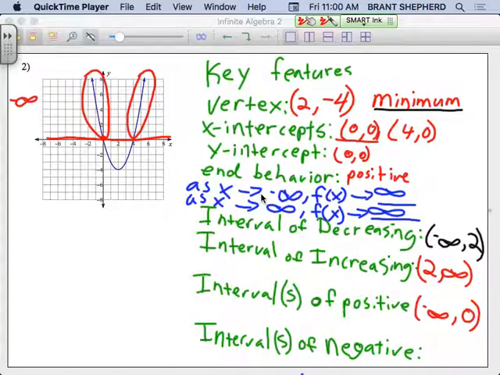Ignore the fact that it looks like Mr. Krabs right now. We have one more interval of positive. All right? We see that it dips below the x-axis right here. And then it jumps back up above the x-axis right there at our other x-intercept of 4, 0. So it starts being positive again at 4. And again, as far as we can tell from this graph, it's not going to go back below the x-axis. So it's going to be above the x-axis for infinity.